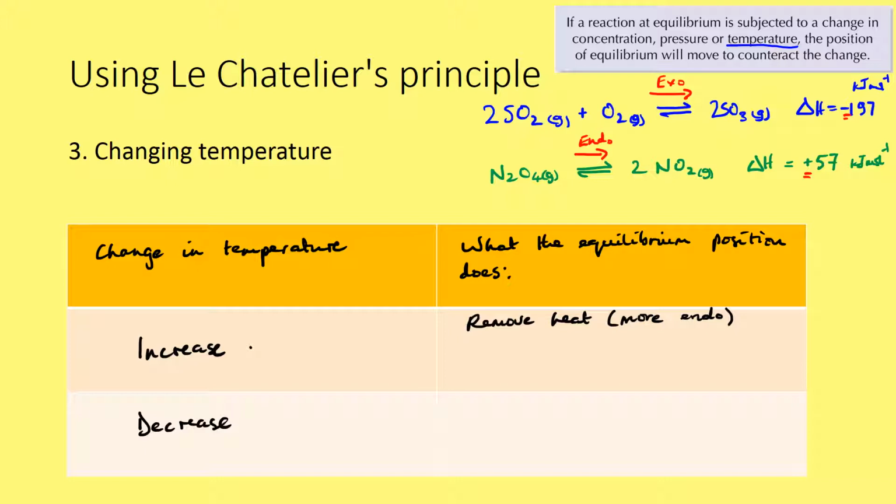So if the equilibrium position wants to remove heat, it's going to want to favour the backward reaction, because it's the backward reaction that is the endothermic reaction. So it's going to shift to the left, because by shifting to the left, it's favouring the endothermic reaction.